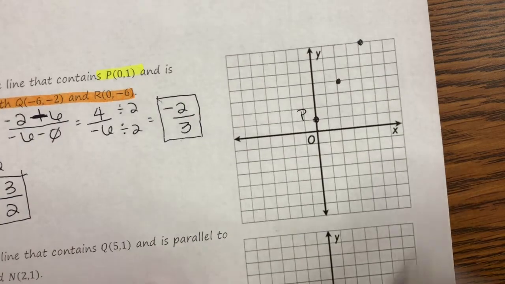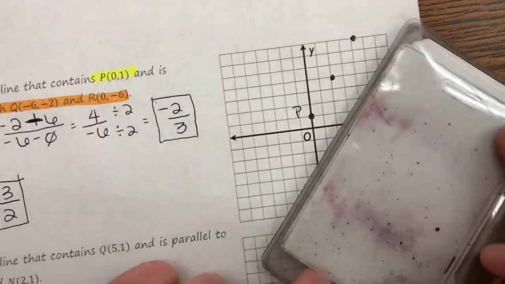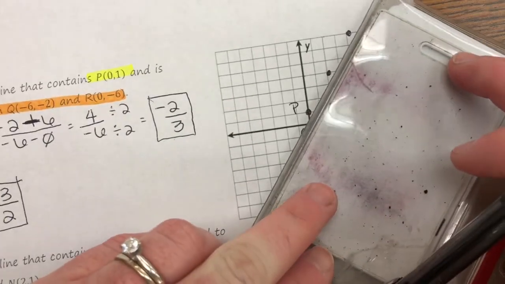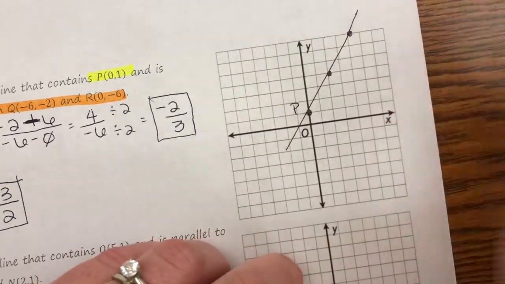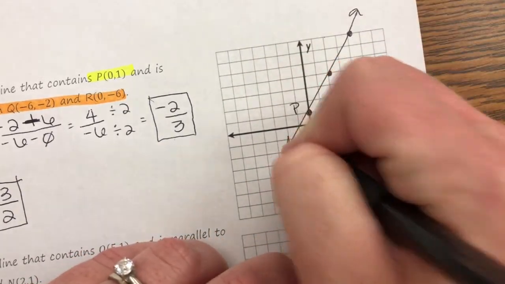And I'm going to use my ID again. Oh, I will not show you that picture. A little lanyard thing is all ratty. Ooh, that's not great. So here's my line with point P in it.